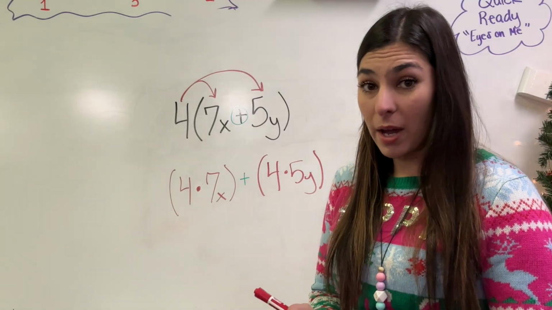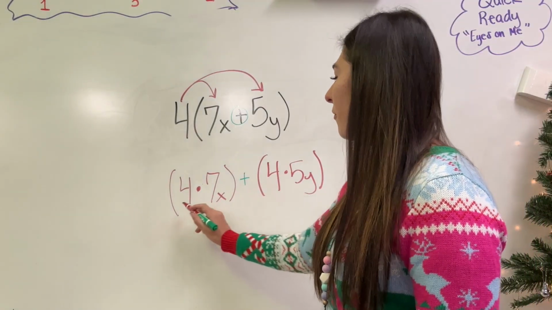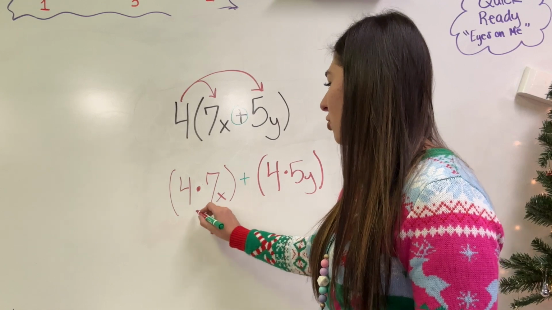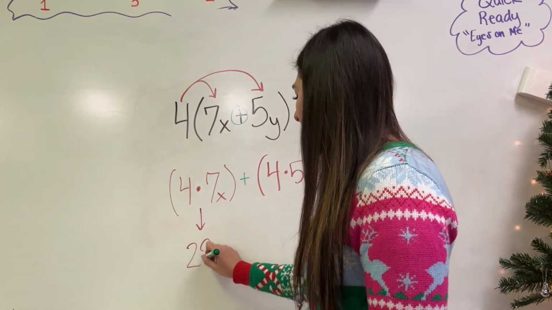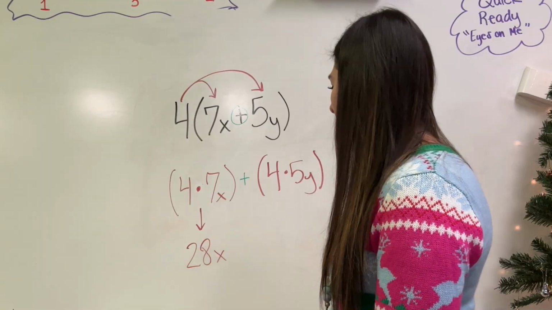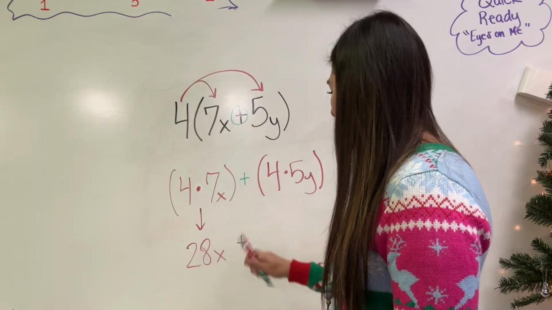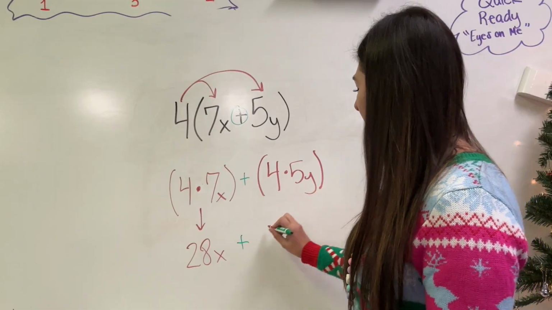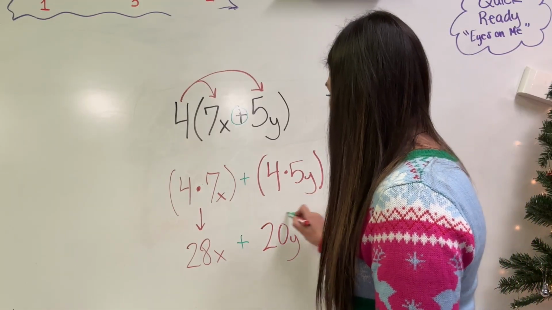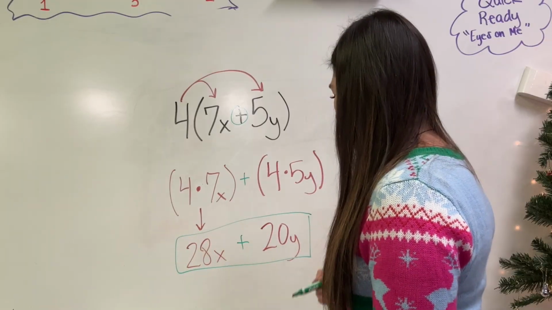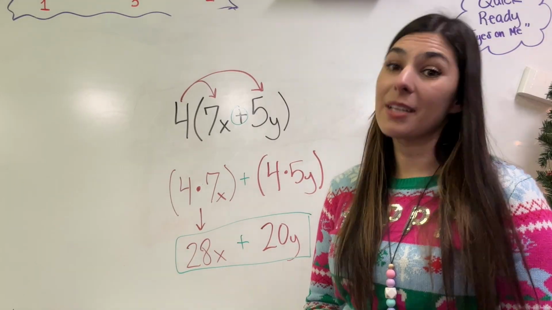From here, I can go ahead and solve these more. 4 times 7x, I can actually just combine them. So 4 times 7 is going to be 28, and then I include the x. I bring down that plus sign, and now I solve 4 times 5, that gives me 20, and then I connect the y. So this is our final expression, 28x plus 20y.